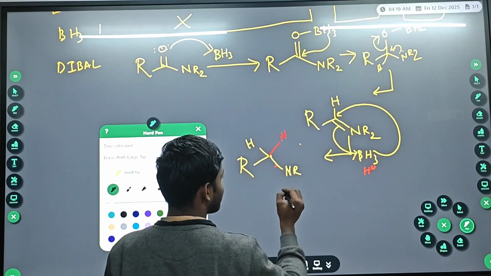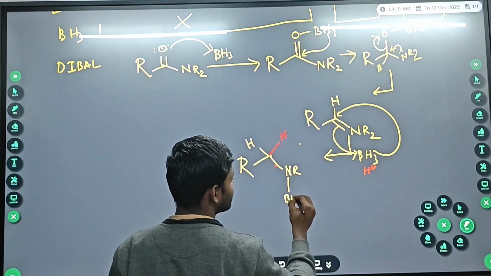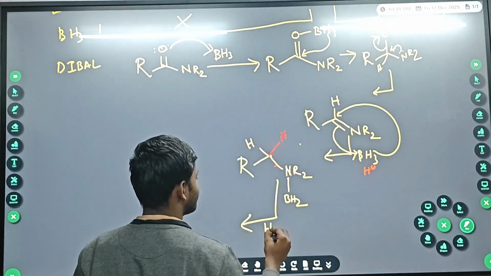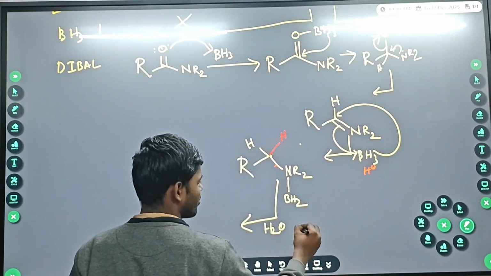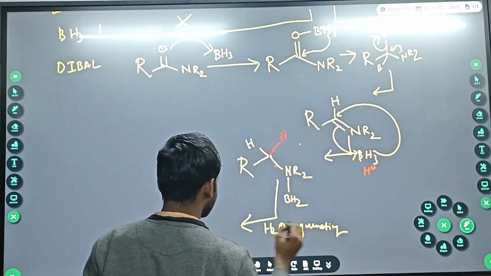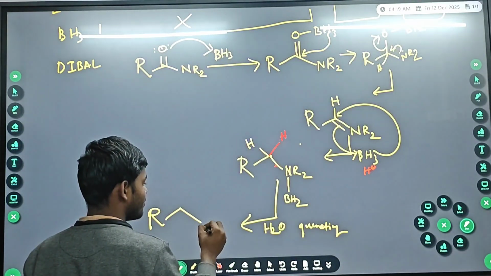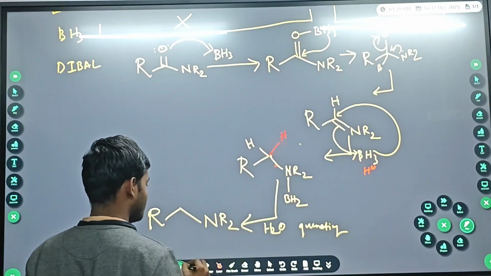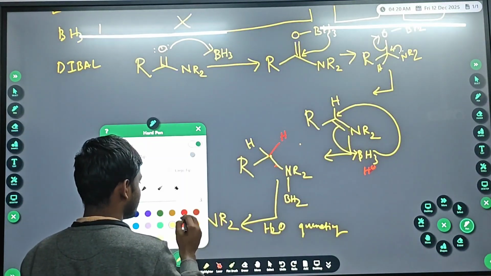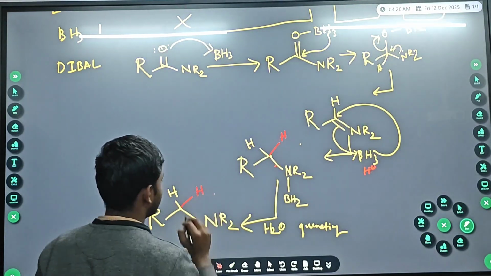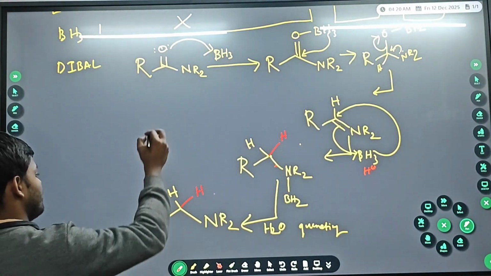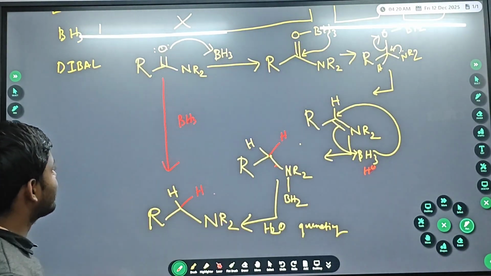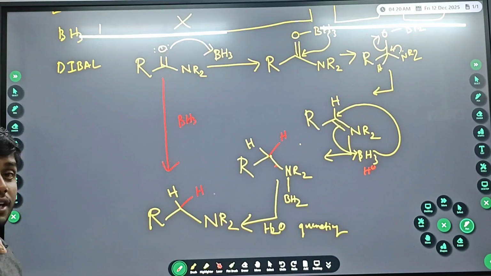Now there is one thing you have to understand. There is a BH2 there. How do you remove it? The simple thing: if you quench the reaction with H2O, this will give, this is not BH2, it's an NR2 system. Now the reaction looks like this. If you observe the reaction, borohydride and lithium aluminum hydride give the same product for the two systems.